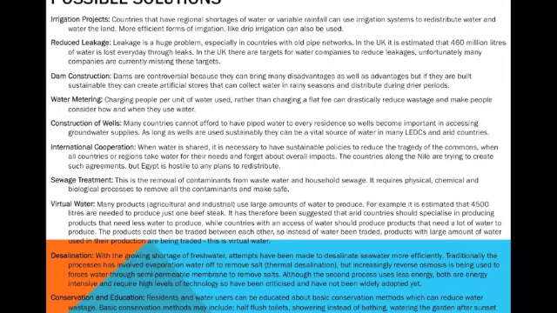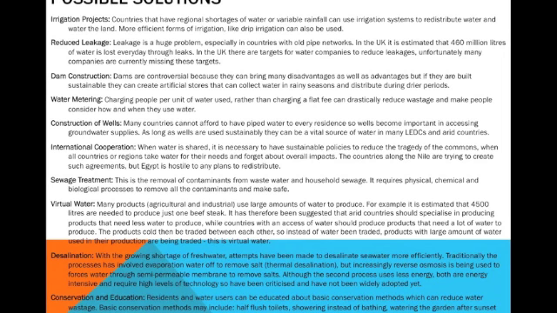What are some possible solutions? Well, there are quite a few. Let's look at irrigation projects. Countries that have regional shortages of water or variable rainfall can use irrigation systems to redistribute water and water the land. More efficient forms of irrigation like drip irrigation can also be used.